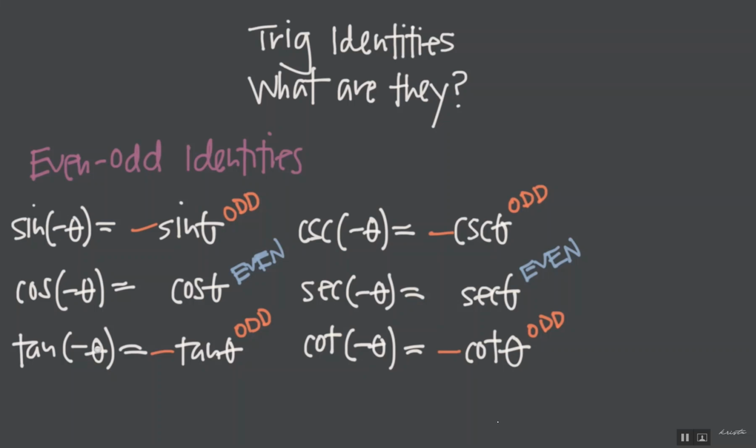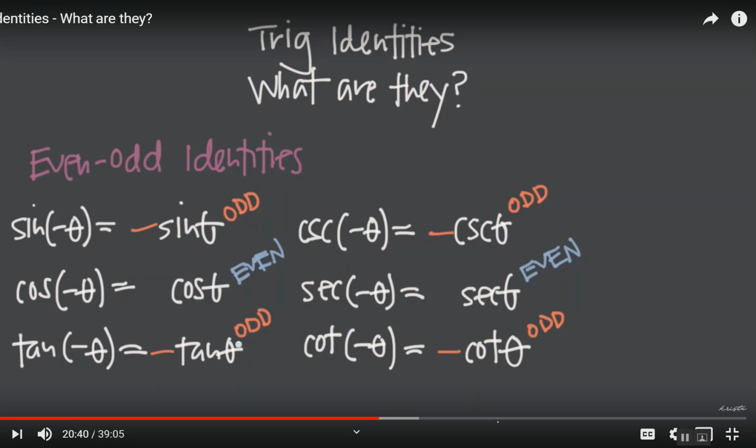So these are really helpful for simplifying, and all you have to remember is which ones are odd, which ones are even, and I just remember that my 4 corners are the ones that have the negative sign. So I just put those negative signs out there, and that helps me remember the even odd identities.